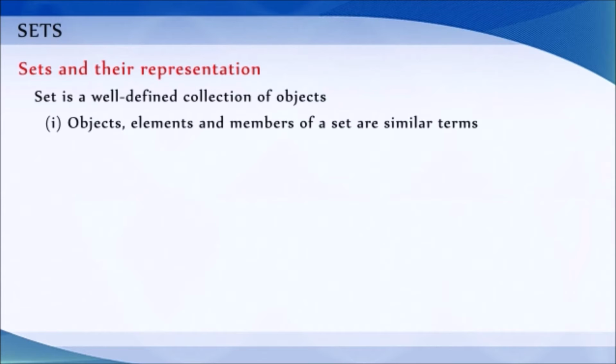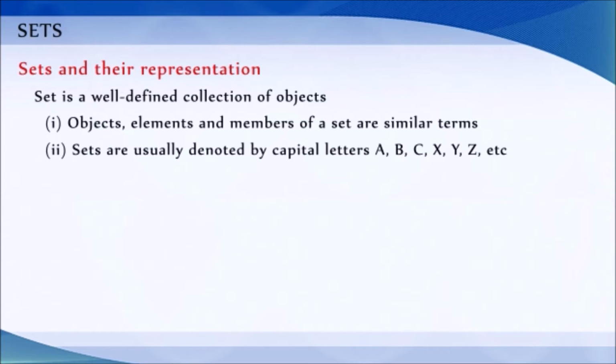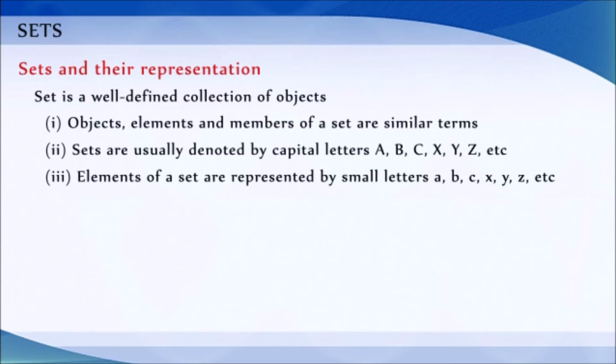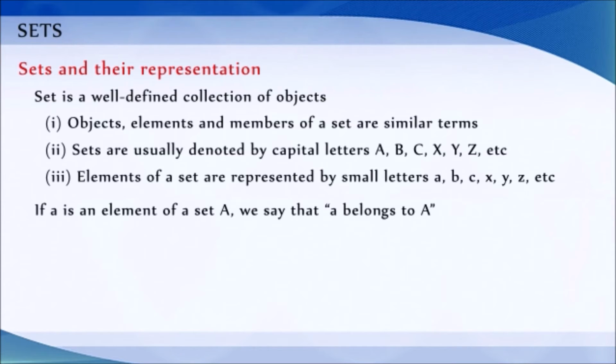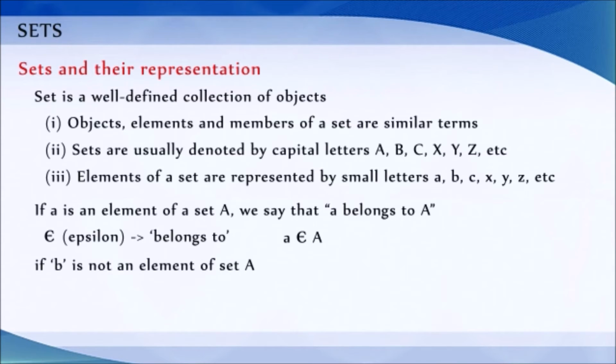Objects, elements, and members of a set are similar terms. Sets are usually denoted by capital letters A, B, C, etc. The elements of a set are represented by small letters a, b, c, x, y, z, etc. If small a is an element of a set A, we say that a belongs to A. The Greek symbol epsilon is used to denote the phrase belongs to. If b is not an element of a set A, then we write b does not belong to A.